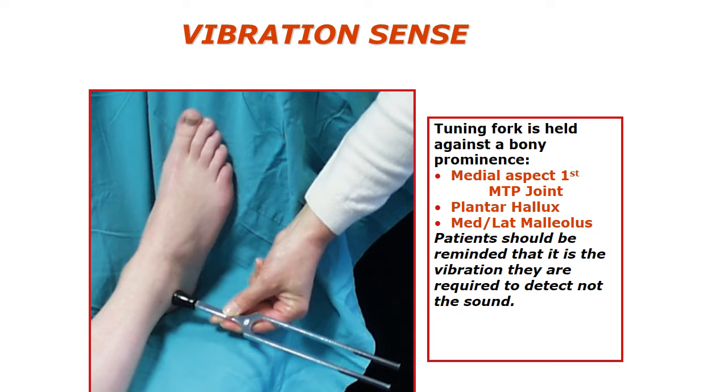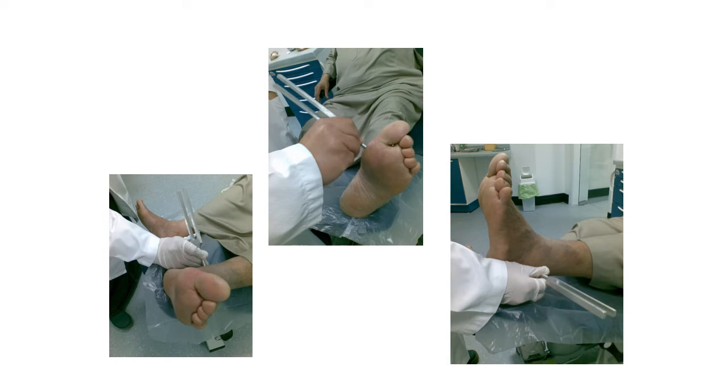We should carry it and strike it and then hold it against a bony prominence. What we do, we put it on the medial aspect of the first metatarsal joint. We can put it on the plantar hallux and medial and lateral malleolus. If the patient cannot feel distally, then we move more proximally. This is where we have areas where we put the tuning fork.